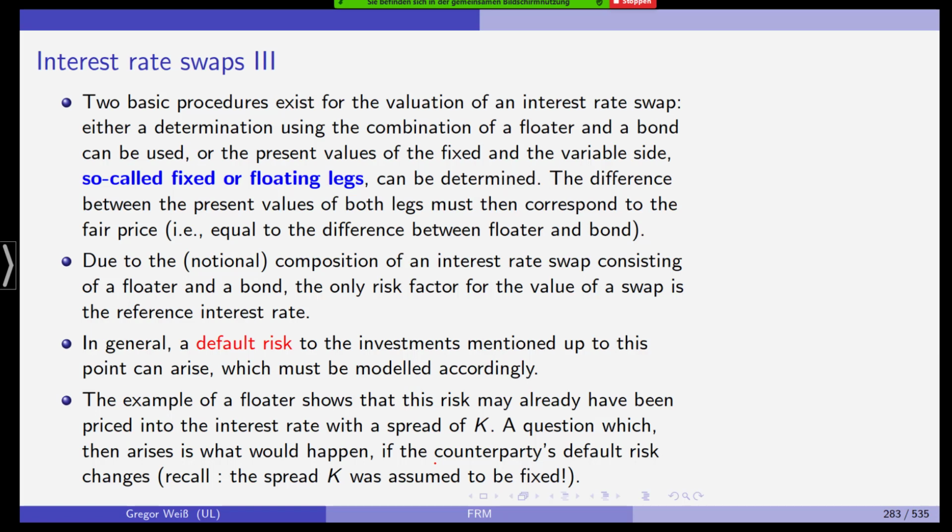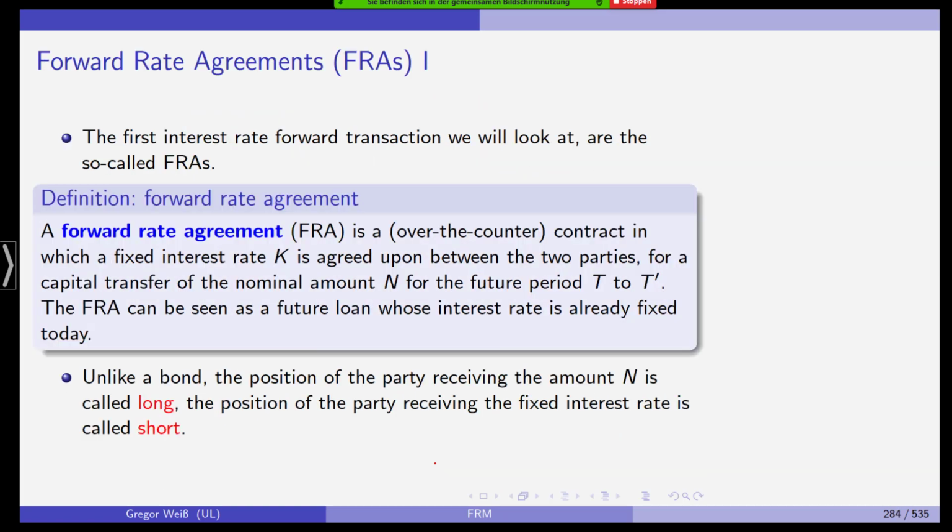Now, the example of a floater shows that this risk may already have been priced into the interest rate with a spread of K. The question then is, what would happen if the counterparty's default risk changes? Now, recall the spread K was assumed to be fixed, but you can also think about including counterparty risk in the swap contract. So that's a swap contract. Next, we have a forward rate agreement.